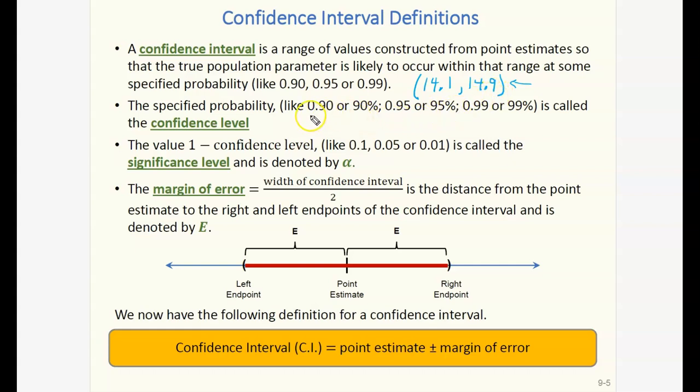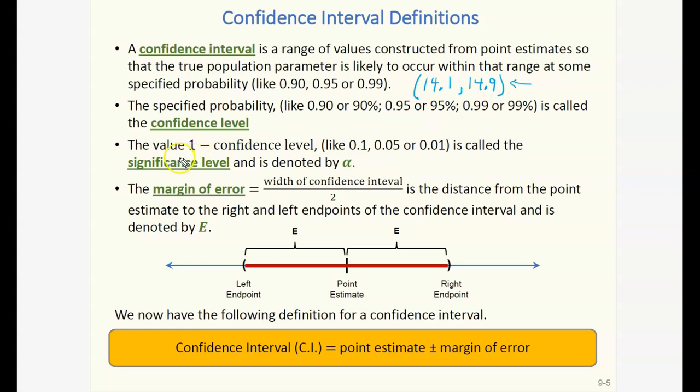Now, your confidence level can be adjusted. The most common ones are 90%, 95%, and 99%. But you can have confidence levels of 92% or 98% if you want. Now, in the next slide, we'll consider how the confidence level affects the width of your confidence interval.